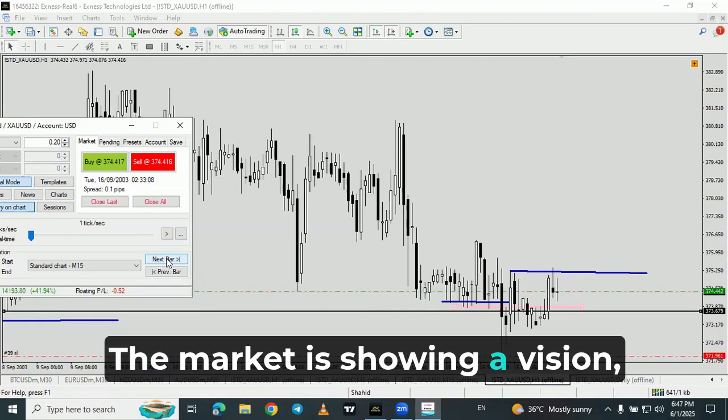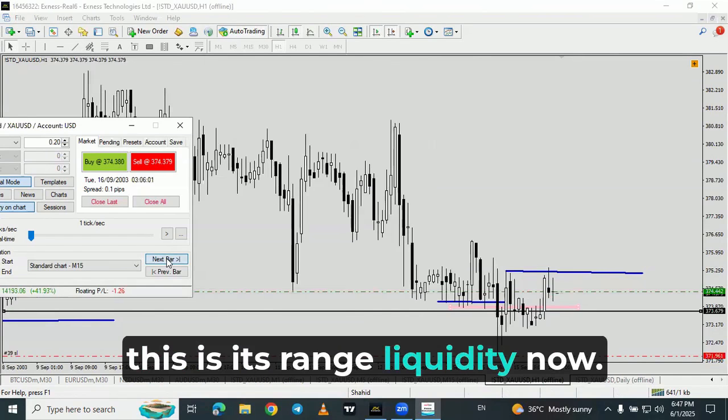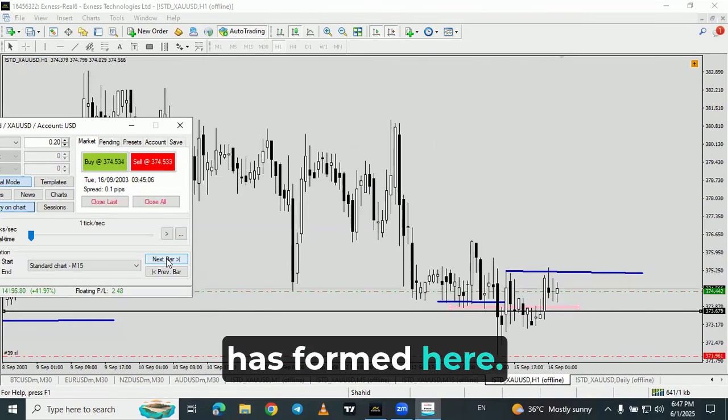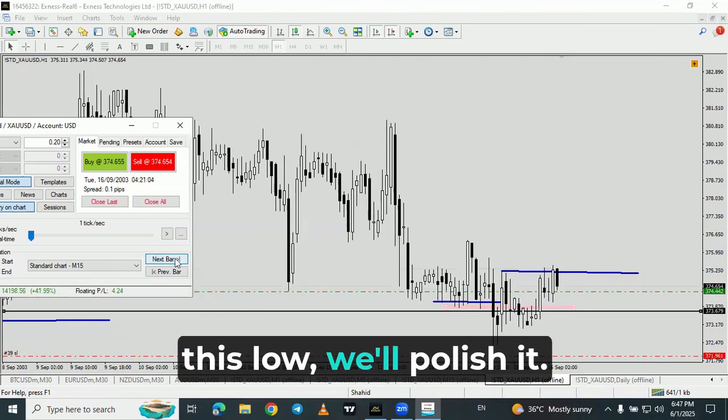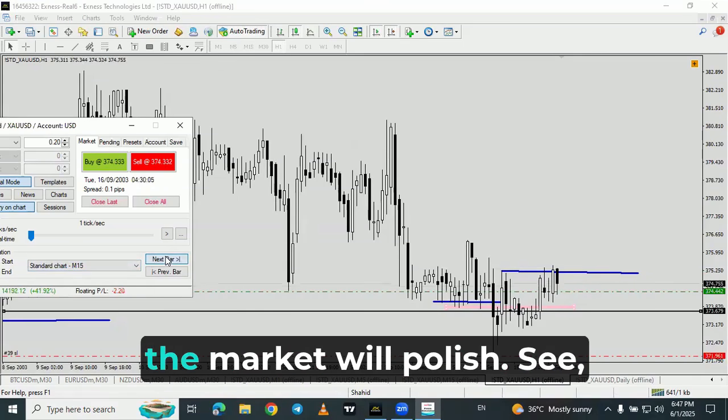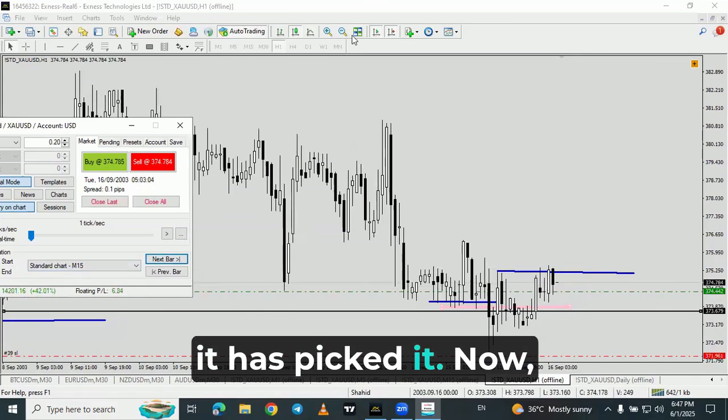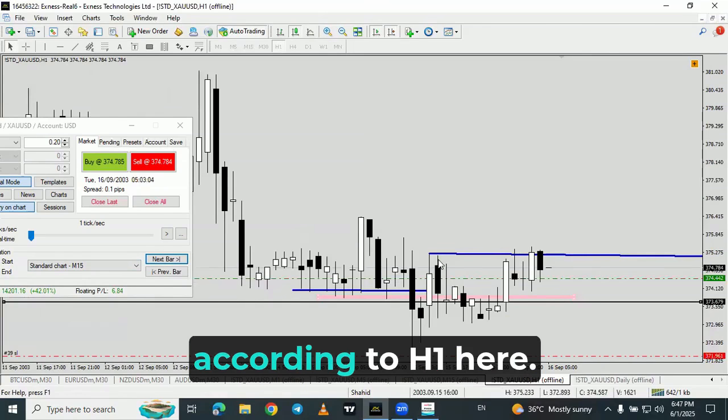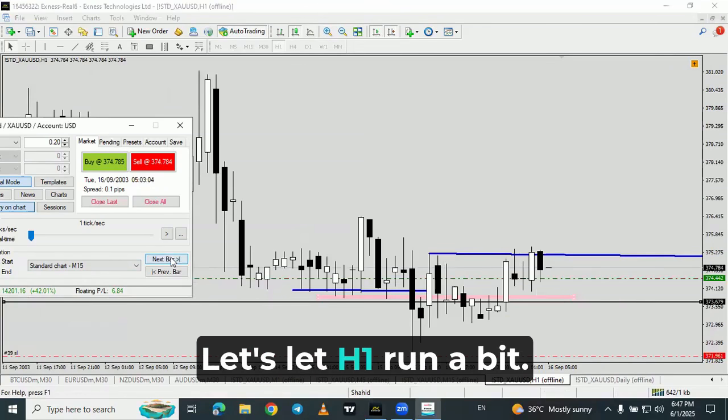The market is showing a vision. See, this is its range liquidity now. See which range liquidity has formed here. So when the market comes below this low, we'll polish it. See, when it picks it, the market will polish. See, it has picked it. Now we can prepare another buy according to H1 here. Let's let H1 run a bit.